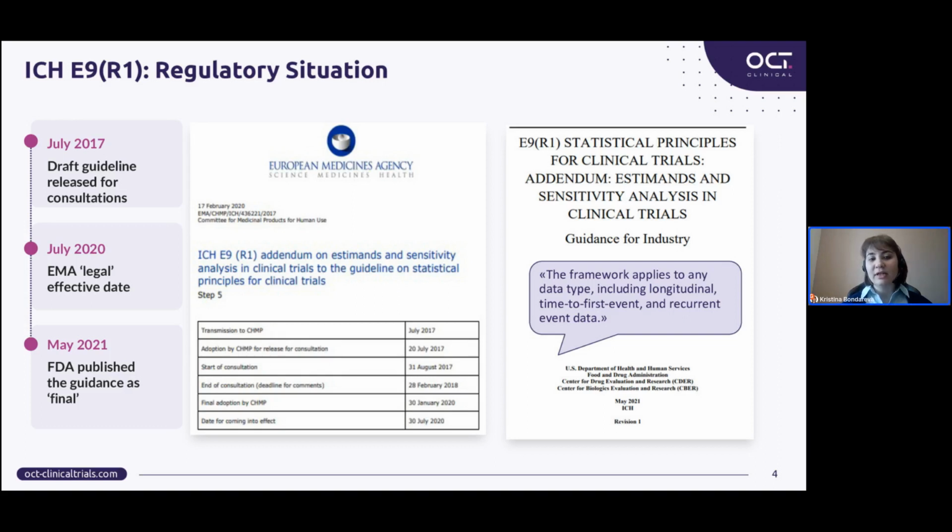At first, when draft guideline was released, one of the frequent questions asked was whether it was applicable to oncology and time to event endpoints. The examples presented in the guideline and the majority of the published papers mainly targeted longitudinal endpoints. Yet the final guideline itself provided the answer. The framework applies to any data type, including longitudinal, time to first event, and recurrent event data.